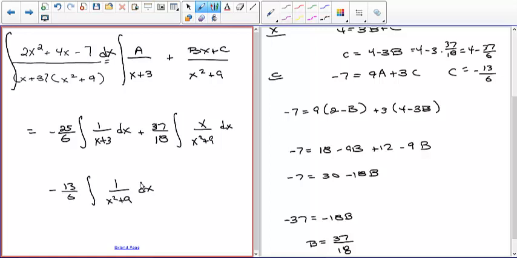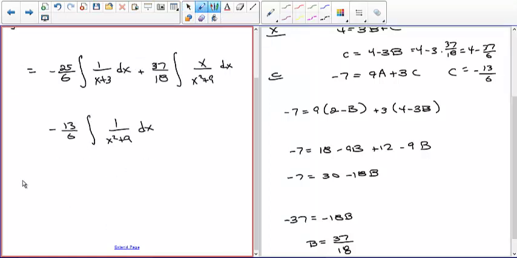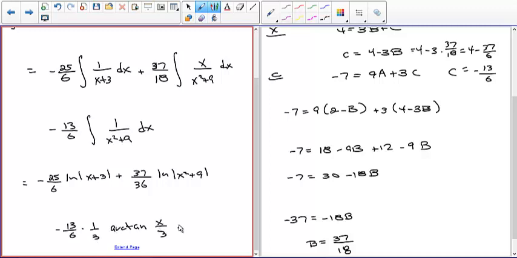So the final answer here, this is using what we did the other day. The answer would be negative 25/6 the natural log of the absolute value of x plus 3, plus 37/36 the natural log of the absolute value of x squared plus 9, and minus 13/6 times 1/3 times the arctangent of x over 3 plus C.